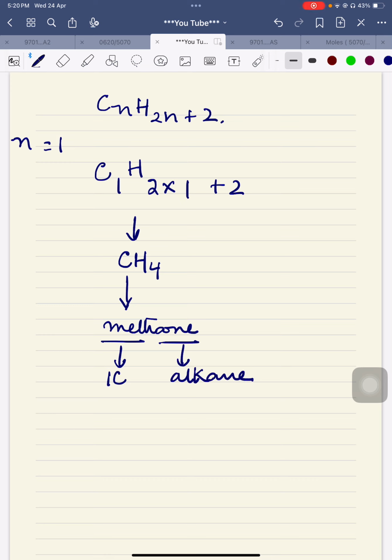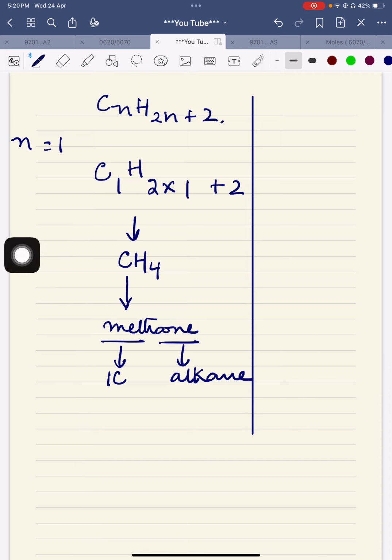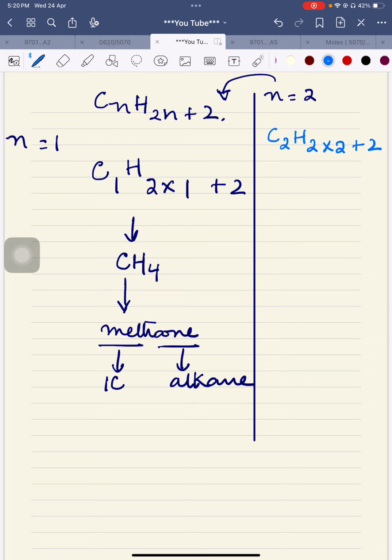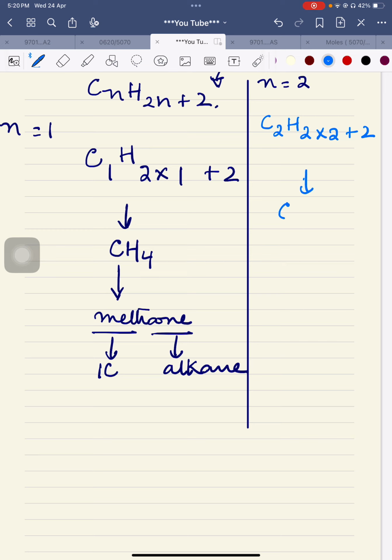Let's move to the next one, and that is called ethane. I am writing here so that you may be able to compare, okay? If n is equal to 2, we are implementing the same general formula. I'm changing the color so that you may differentiate. It is C2H2 into 2 plus 2. 2 into 2 is 4, 4 plus 2 is 6. So it will become C2H6. It is the name ethane. Eth stands for 2 carbon atoms, whereas ane stands for an alkane. So it is a 2 carbon atom alkane.